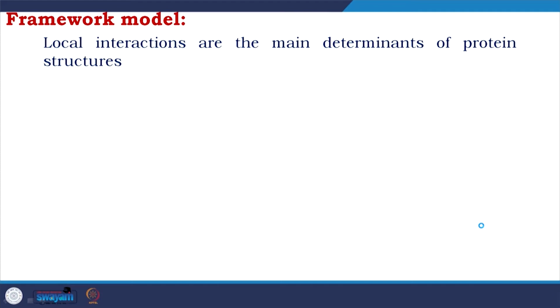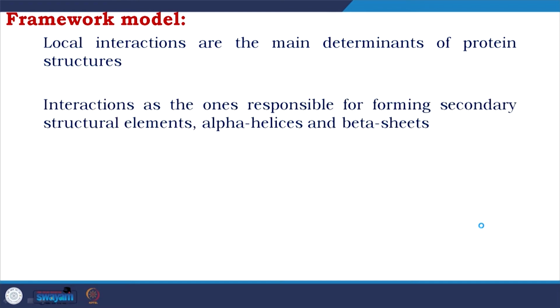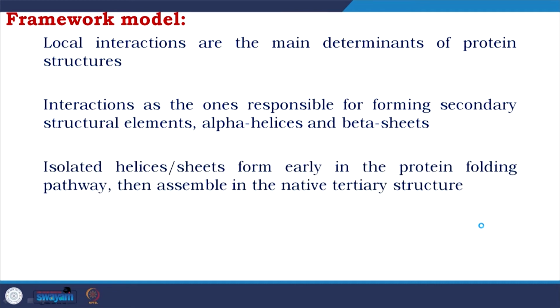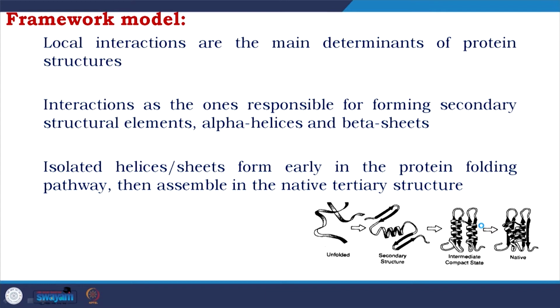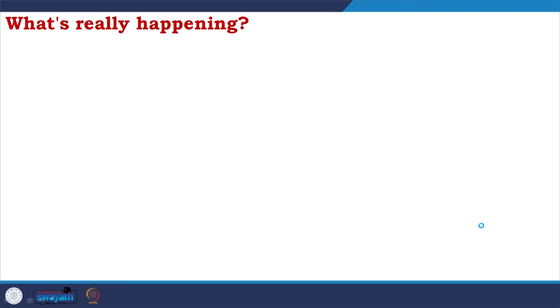It is the local interactions, they are the main determinants of protein structure. These interactions are responsible for forming secondary structural elements, alpha helices and beta sheets, which we talked about numerous times in this module. Isolated helices and sheets form early in the protein folding pathway, then assemble into the native tertiary structure. So, with this concept, you have unfolded, then you have secondary structures, then you have an intermediate compact state, and then you come to the native structure, that is called the framework model.